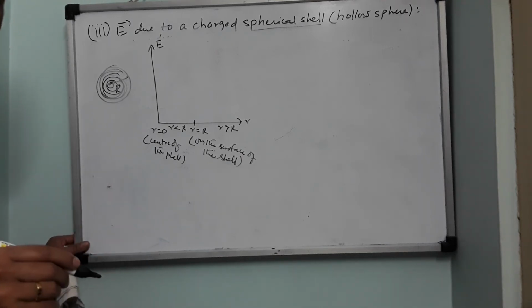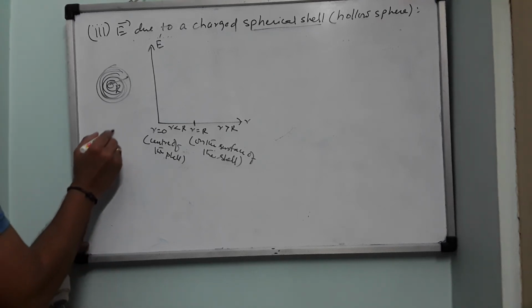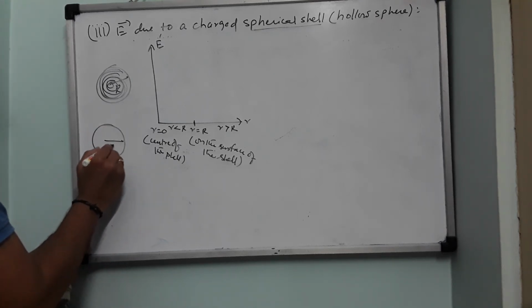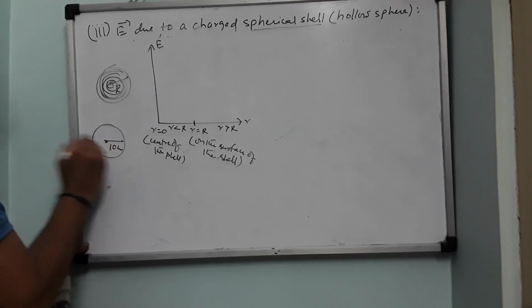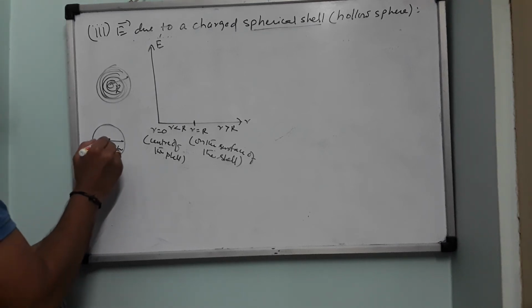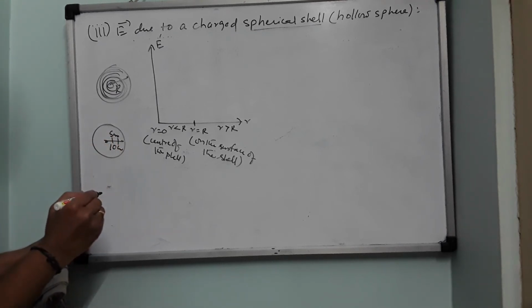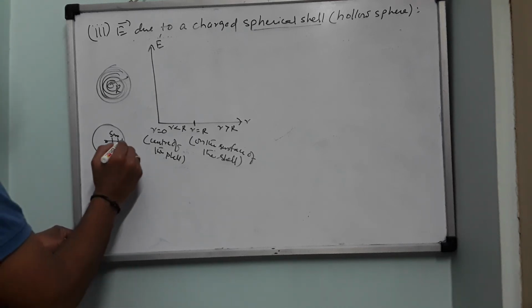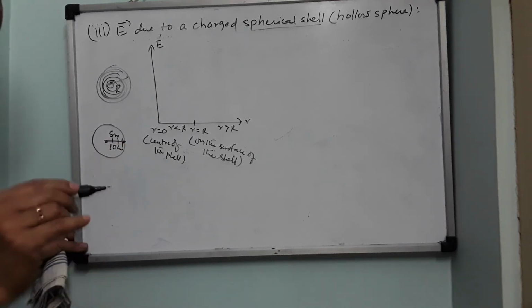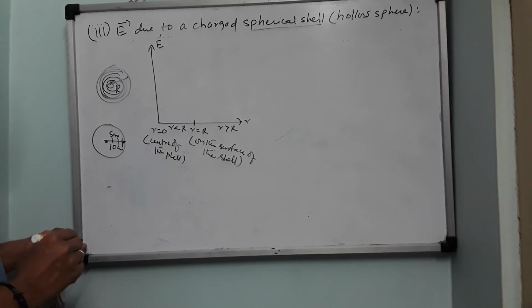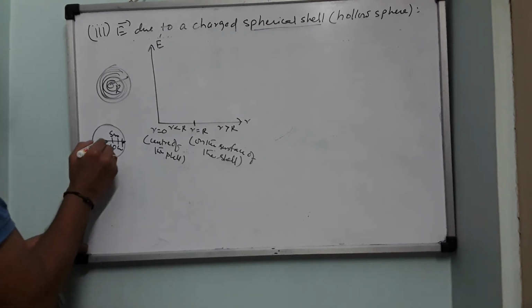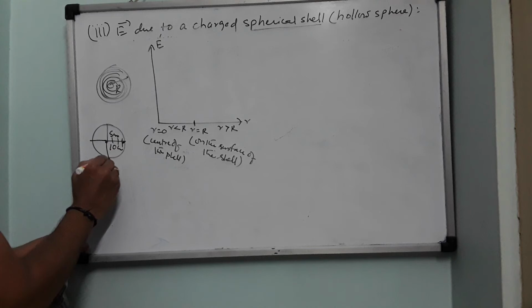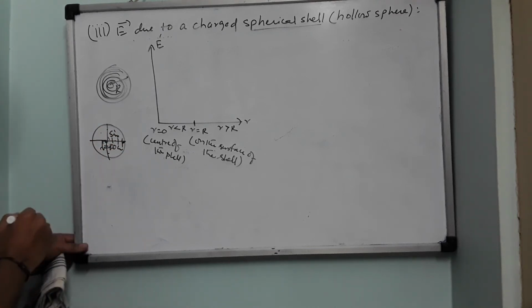At the center of the shell it is 0. If the shell has a 10 centimeter radius, what is the electric field at the center? 0. What is the electric field at 5 centimeter? 0. What is the electric field at 7.5 centimeter? 0. What is the electric field at 9.9 centimeter? 0. What is the electric field at the surface? At 10 centimeter, it is 1 by 4 pi epsilon naught into Q by R square. This side, same thing. This side, same thing. So at every point, the electric field is going to be 0.